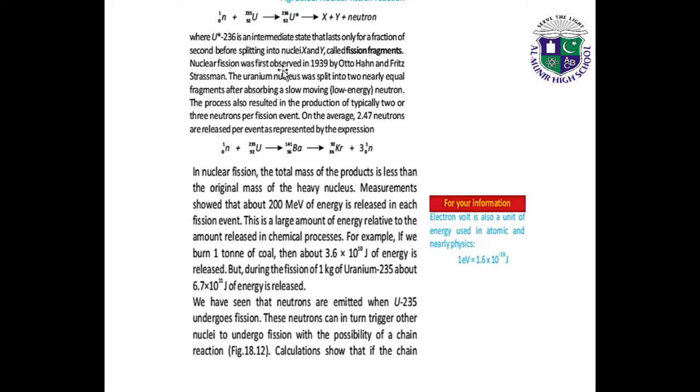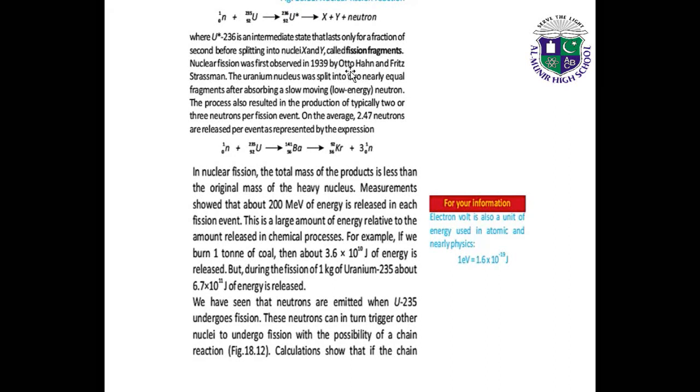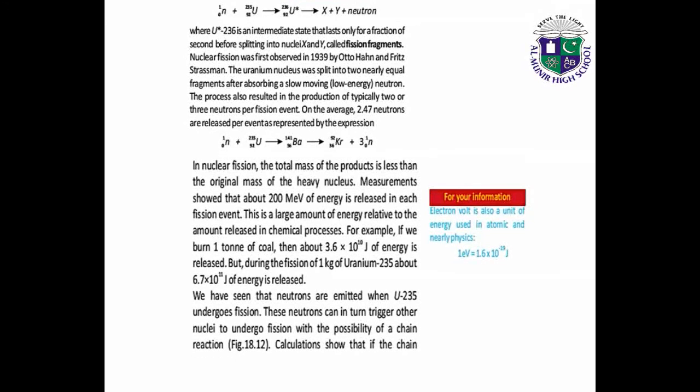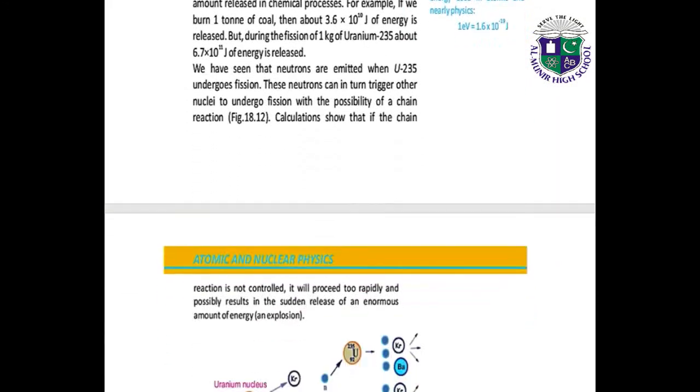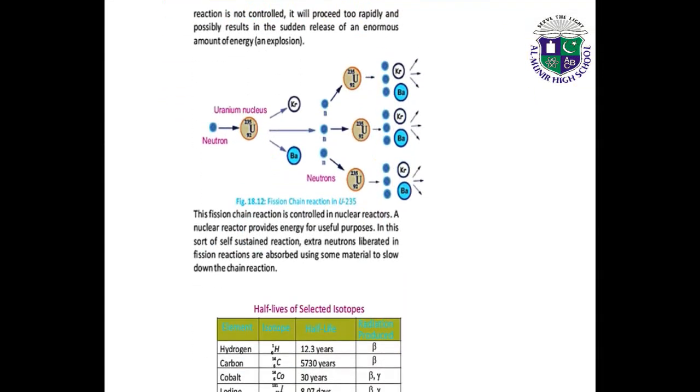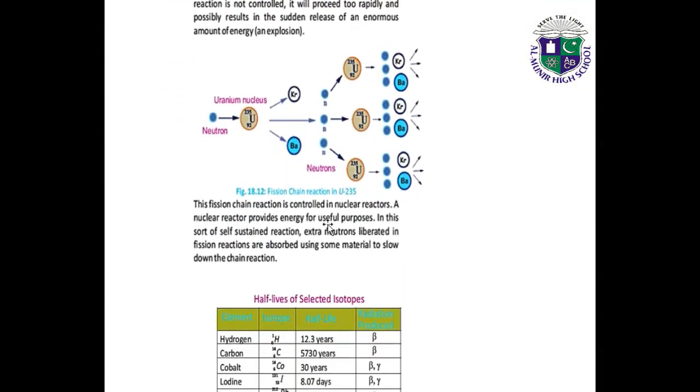Nuclear fission was first observed in 1939 by Otto Hahn and Fritz Strassmann. The uranium nucleus was split into two nearly equal fragments after absorbing a slow moving low energy neutron. So the process also resulted in the production of typically 2 or 3 neutrons per fission event. So here we have the explanation of this process. Next students, here we have more explanation of fission chain reaction in uranium-235.